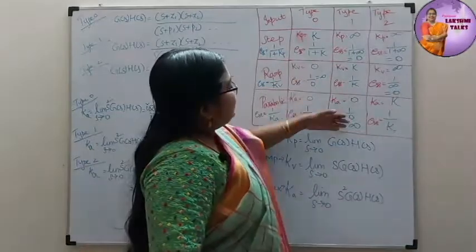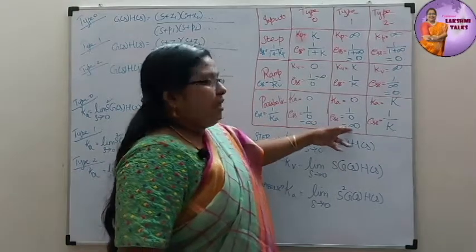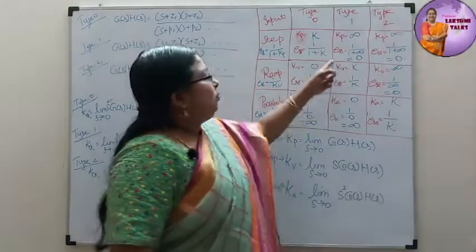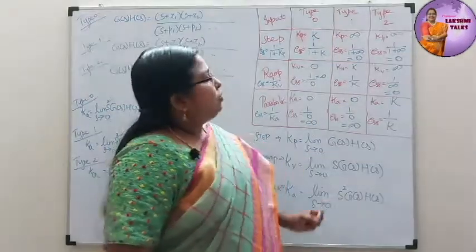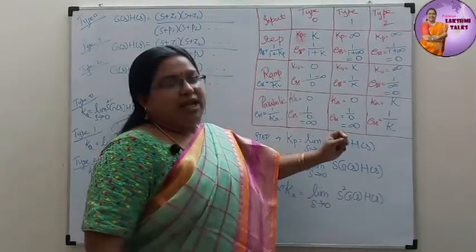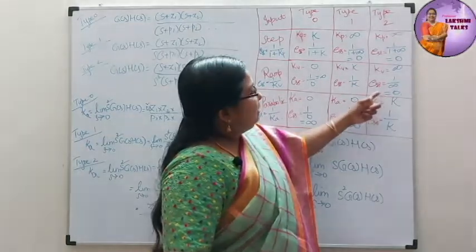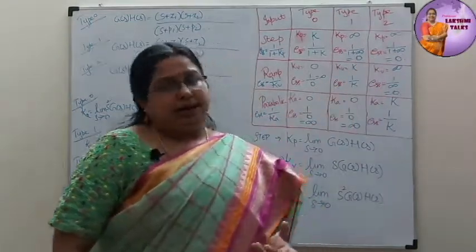For a type 1 system, which type of input is better? When you apply parabolic, the error is infinity. When you apply a ramp input, you have some value. But what about a step input? The steady state error becomes 0. So for a type 1 system, we can always prefer step input. And for a type 2 system, it is very obvious. You can either use a step or a ramp input. Okay.